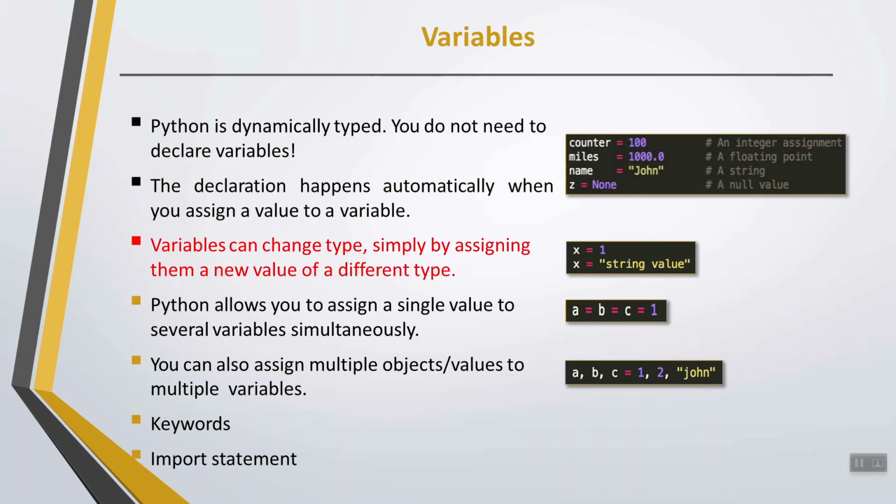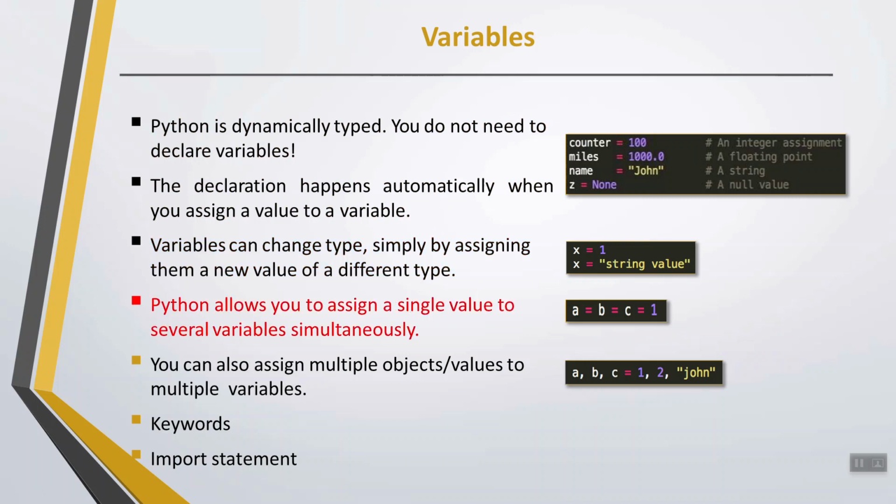So what's the programmer's task? The programmer's task is to assign a value to that variable. Variables can change type simply by assigning them a new value of a different type. For example, x is equal to 1, and then in the very next line, x is equal to a string value. In this case, the value of x will be erased and the new value will be assigned to the same variable. So the previous value of the variable is discarded.